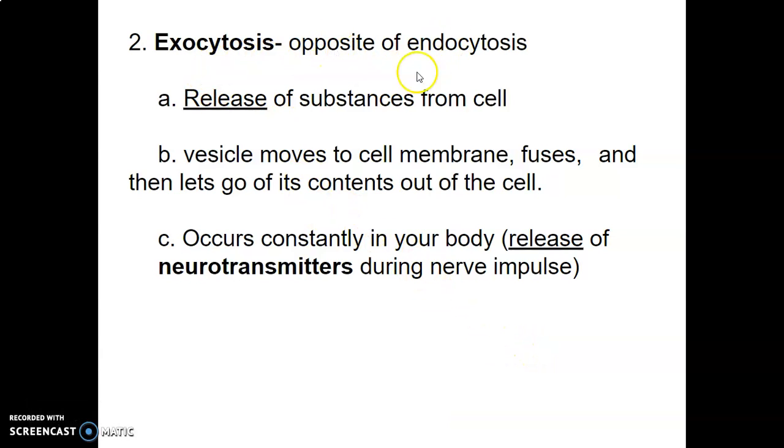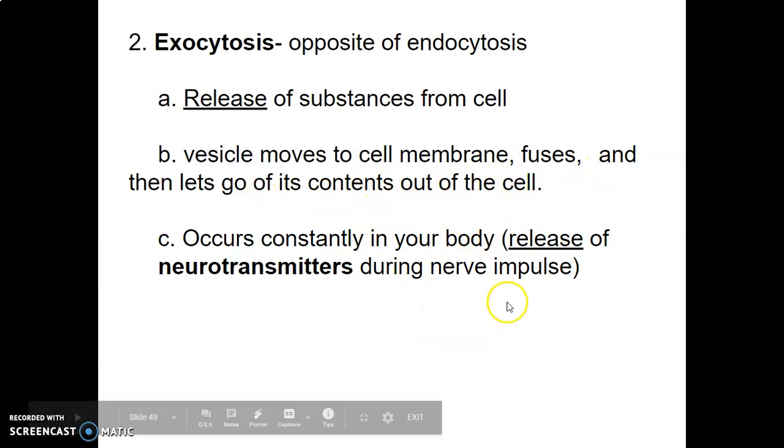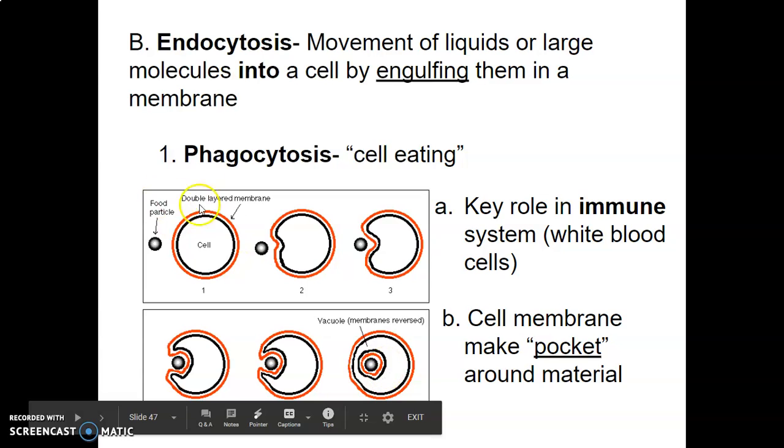Exocytosis is the opposite of endo. So exo, kind of like making an exit. This is when it releases substances out of the cell. Vesicles move the cell membrane up to the cell. From there, it kind of attaches onto the cell and then releases it. It's just the right opposite of what's happening here.